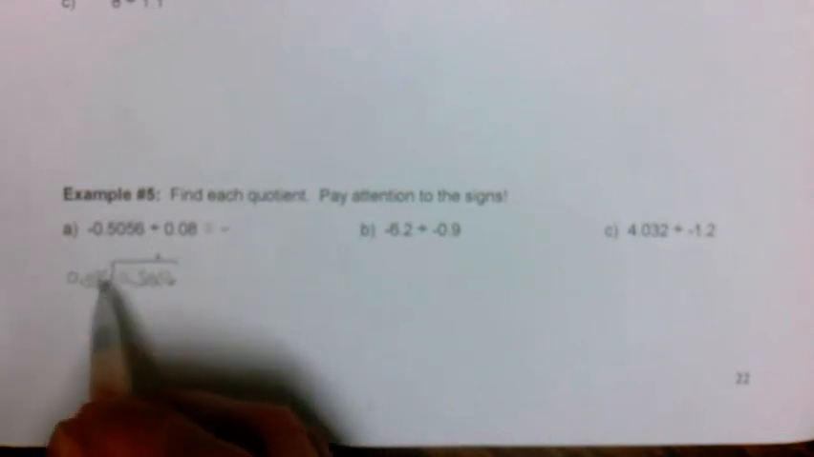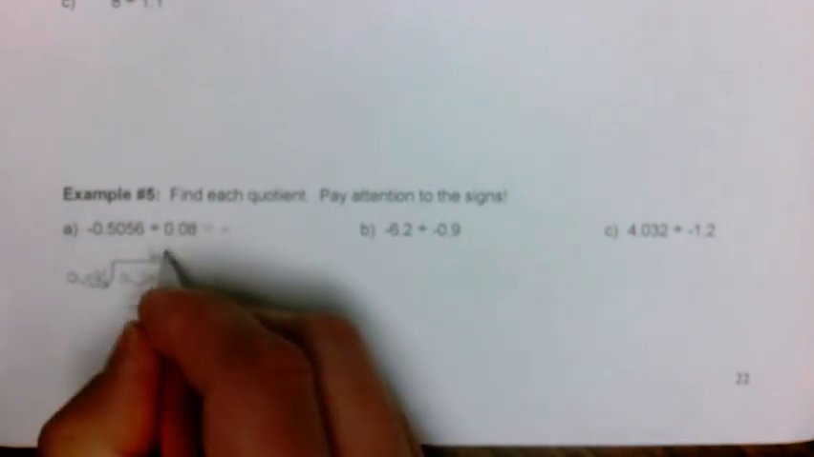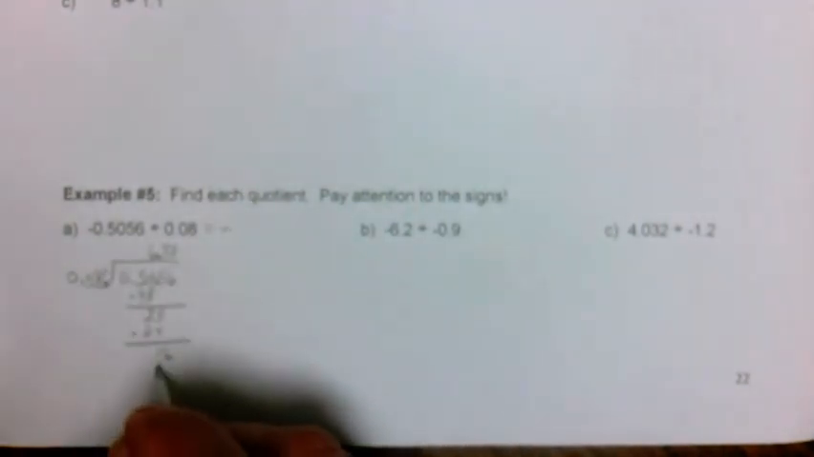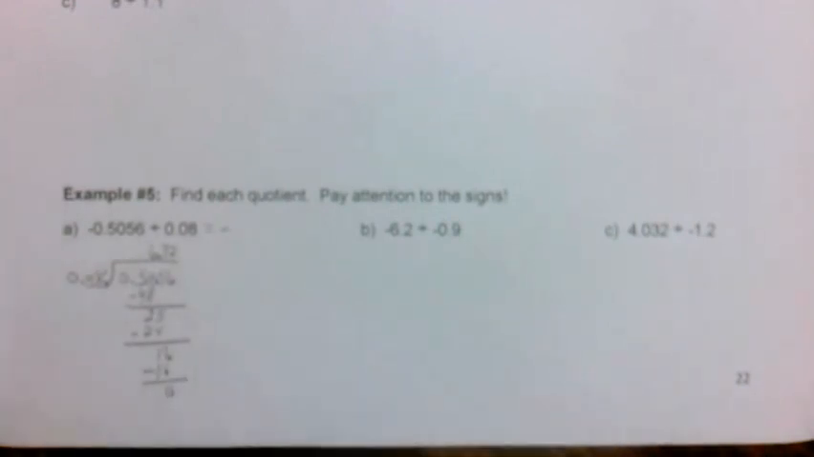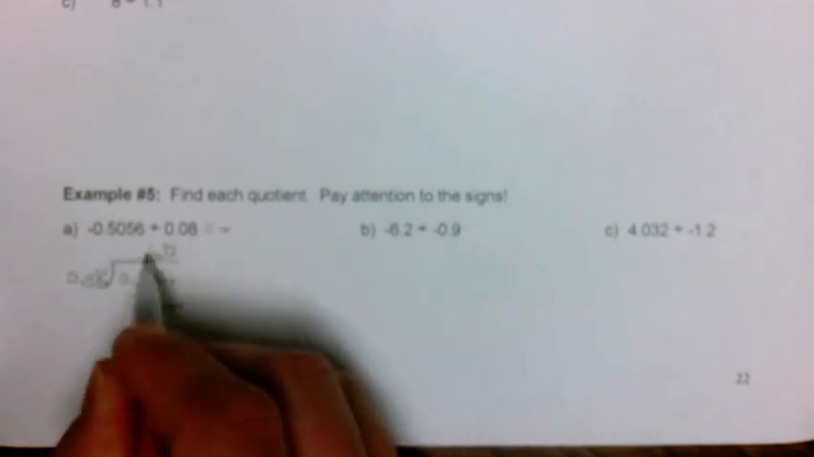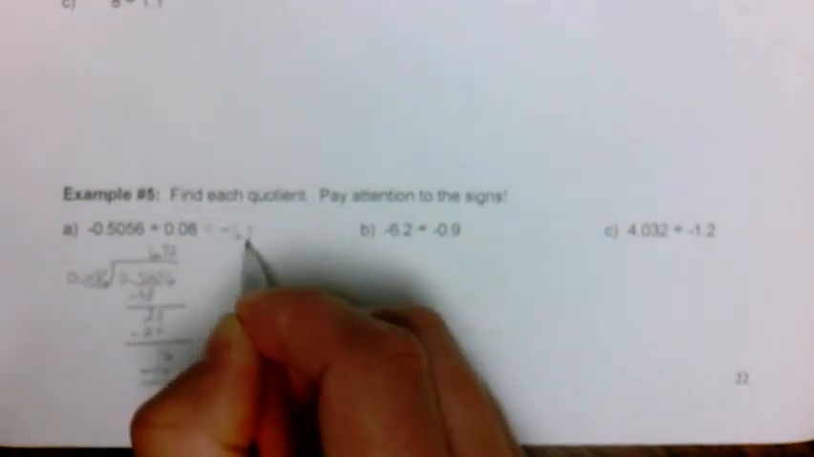8 doesn't go into 5, but it goes into 50 6 times. 6 times 8 is 48. We're left with 2, and we'll bring down the 5. 8 goes into 25 3 times. 3 times 8 is 24. We're left with 1, and we'll bring down the 6. 8 goes into 16 twice. 2 times 8 is 16. Our difference is 0, so we're done. And so now we know that our answer is going to be negative 6 and 32 hundredths.